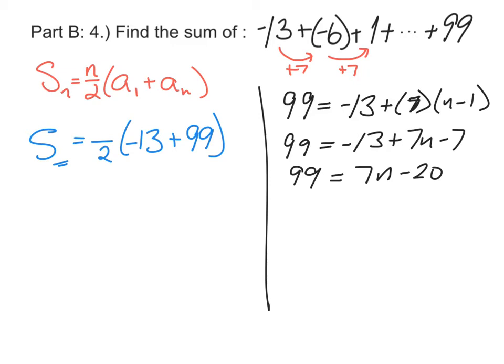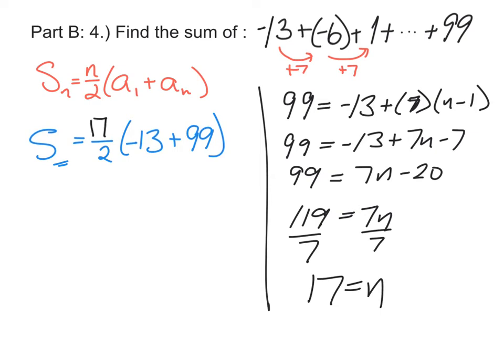And now we can solve. Add 20 to get 119. And then divide by 7. And that means n is 17. So we'll go ahead and plug that 17 in right there. Now it's pretty much up to the calculator. We know that we're trying to find the sum of 17 terms. And that'll be 17 over 2 times 99 minus 13 is 86. And that should give us 731.